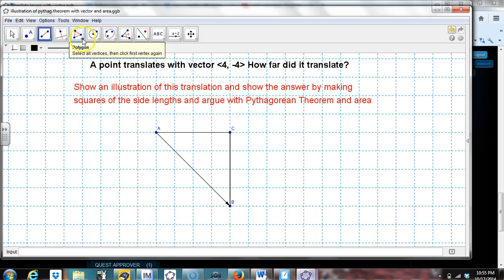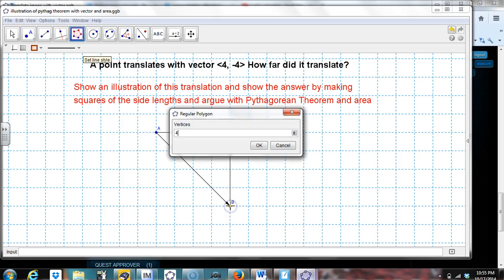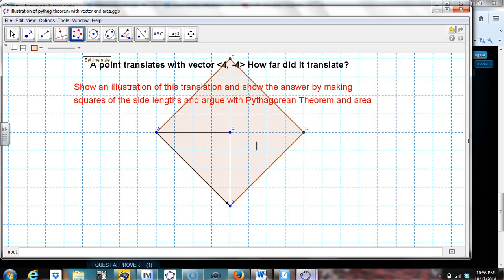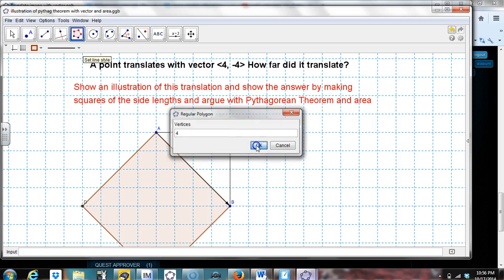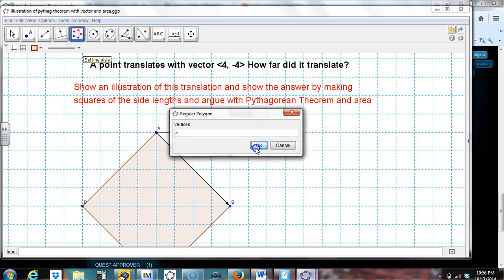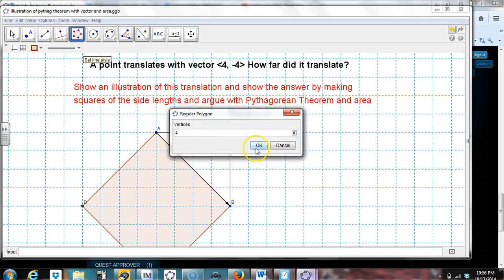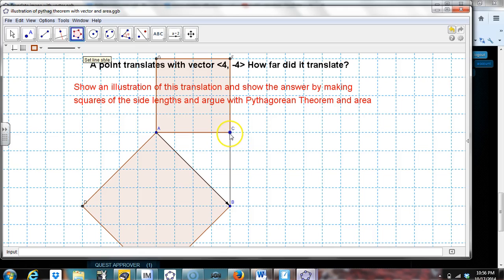Let's use that regular polygon tool, because a square is just a regular polygon. So I'm going to grab that regular polygon tool. I'm going to click on A and then B, and we want 4 vertices to make a square. Oops, I made it the wrong direction. I'm going to undo, and I'm going to click B and then A, 4. And then I'm going to do the same thing here. Oops, wrong way. And this is going to make our squares, right? So these are the areas of our side length squared.